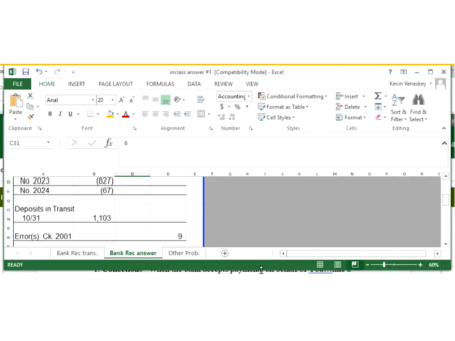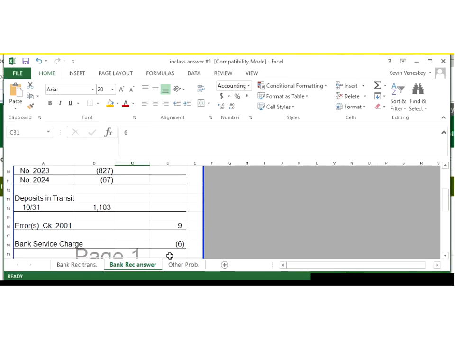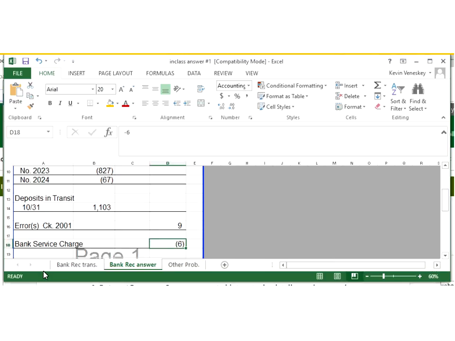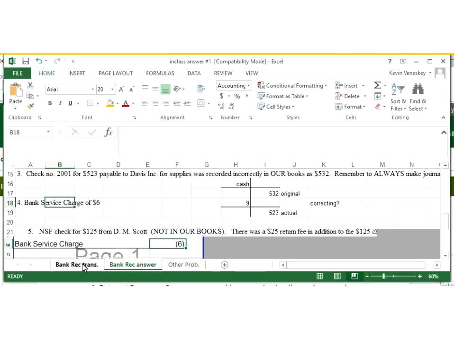Now I can then go up and show how this affects my bank rec. And I show this as a negative. I had a bank service charge and I'm losing $6 because of that.